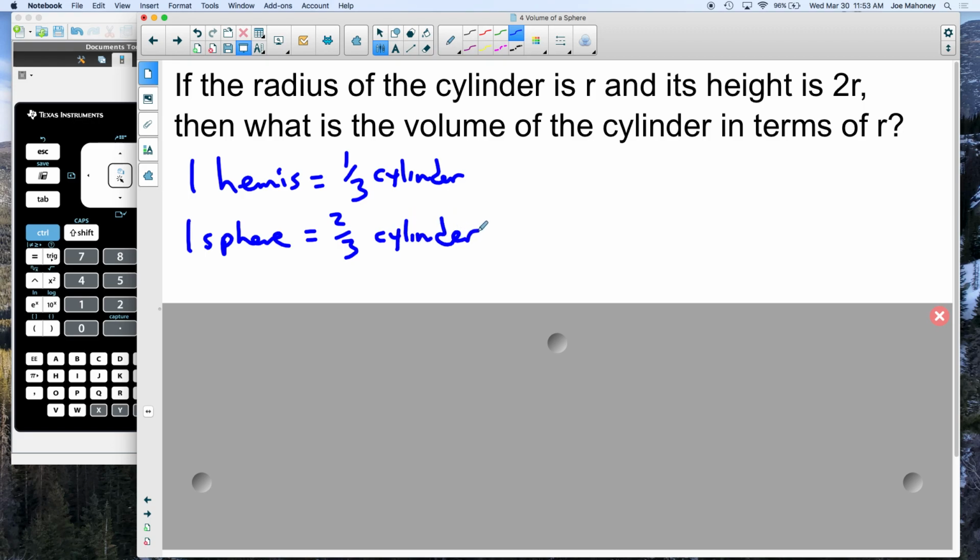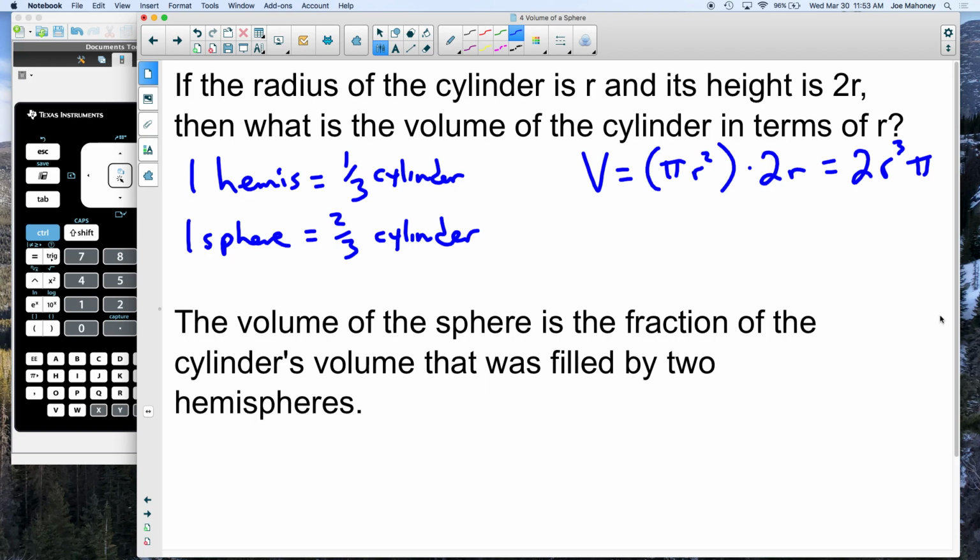Okay, but the question is, what's the volume of the cylinder? Well, we know that the radius of the cylinder is r, and the height is 2r. So remember, our volume formula is area of a base multiplied by the height. So the area of the base is pi r squared times 2r. So this volume is going to be 2r cubed times pi. So that's the volume of our cylinder.